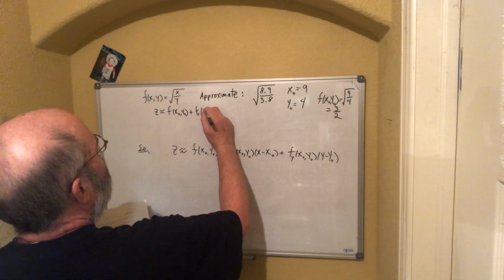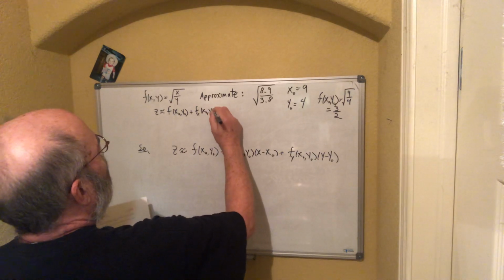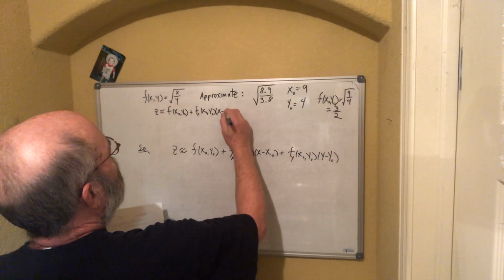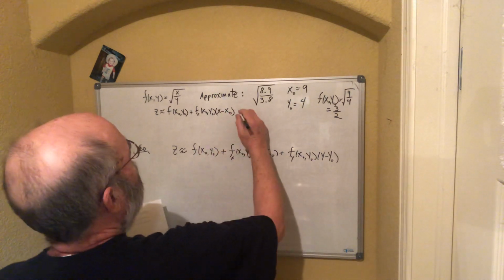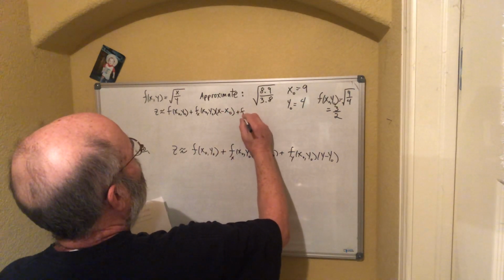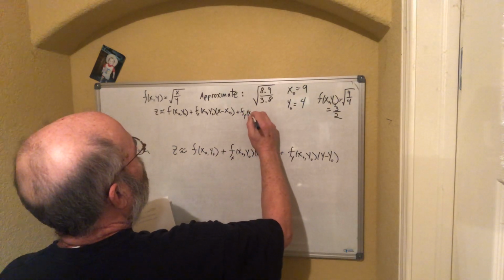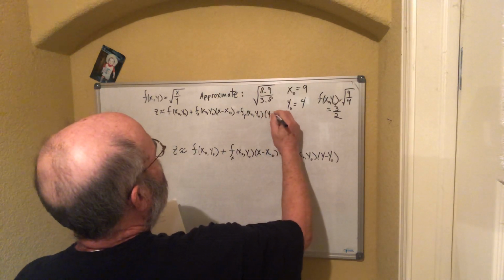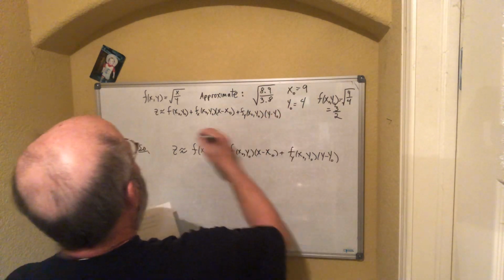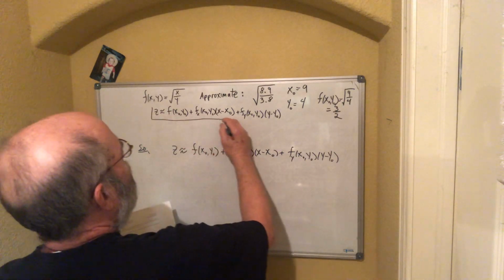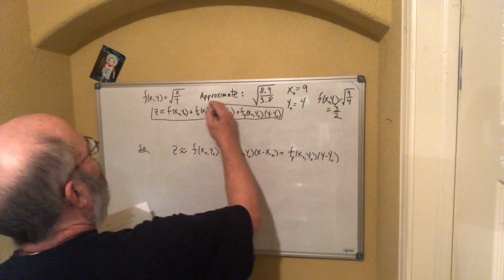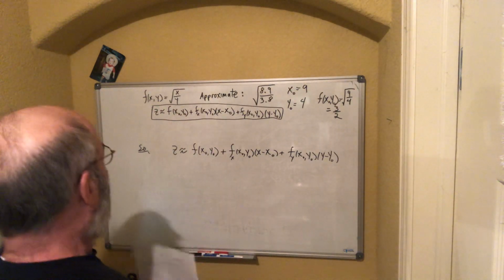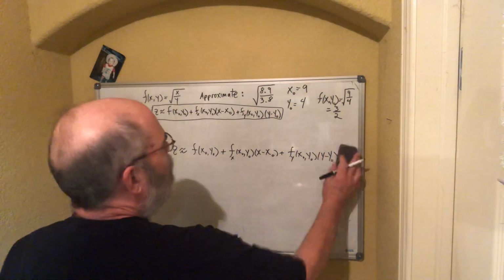We need the partials again, at the expansion points, times the linear increments. All right, so this is the formula that we want to end up using. So anyway, let's get rid of this.